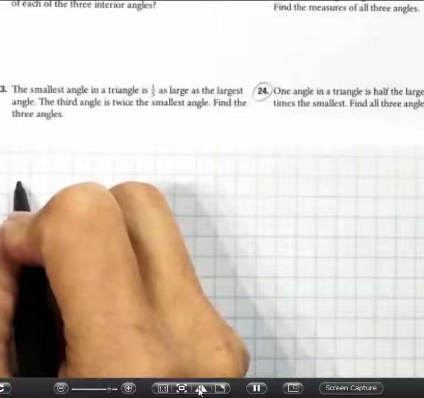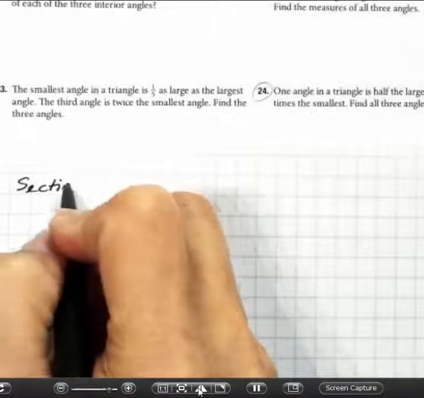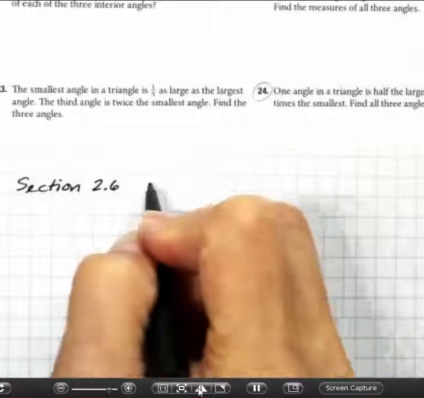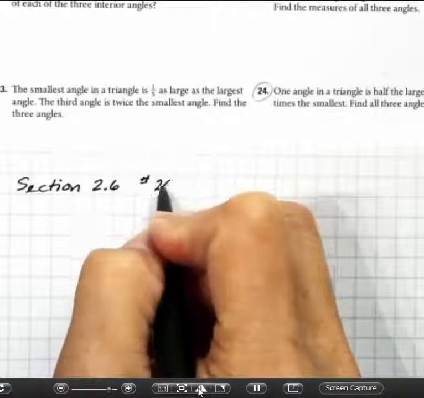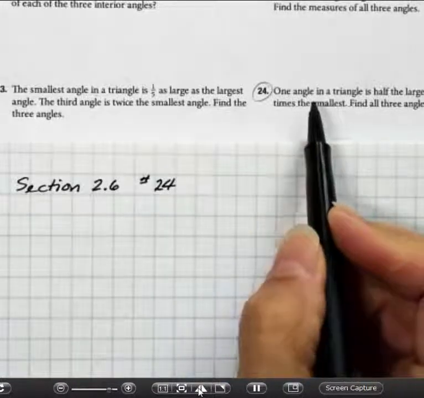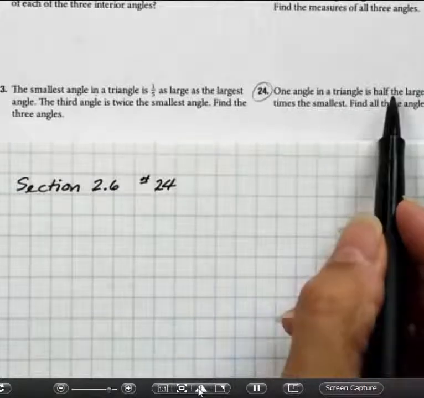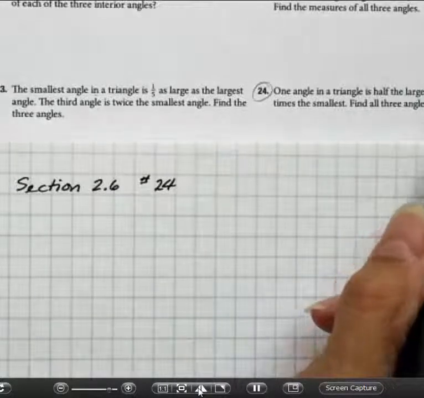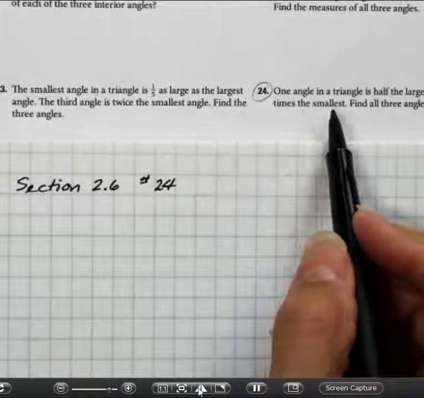This is section 2.6, problem number 24. One angle in a triangle is half the largest angle, but 3 times the smallest angle.